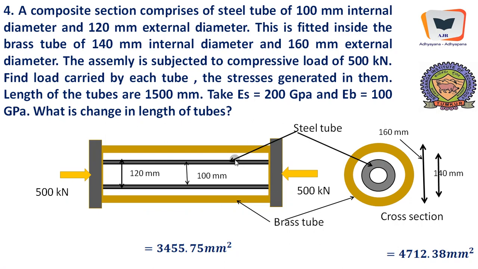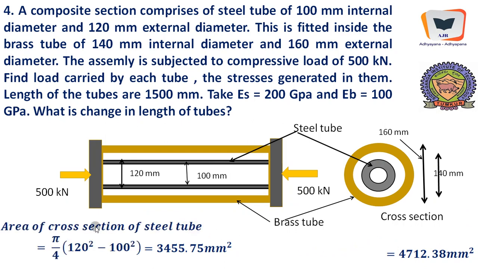It is not that the steel tube or the brass tube is unable to sustain the compressive load, one slowly lessening its length before the other. It's not like that. The strain in brass tube should be equal to strain in steel tube, in order to see no relative movement between them. That is the idea. So this is the cross section, and we will calculate the area of cross section.